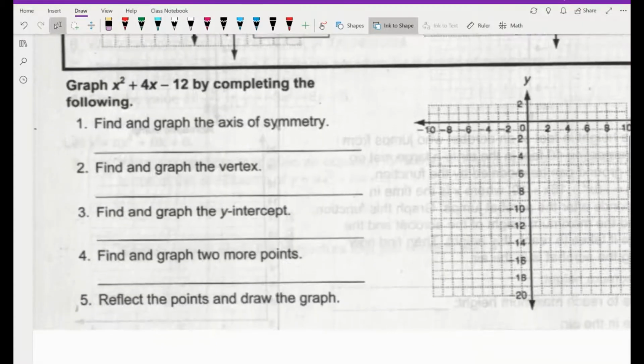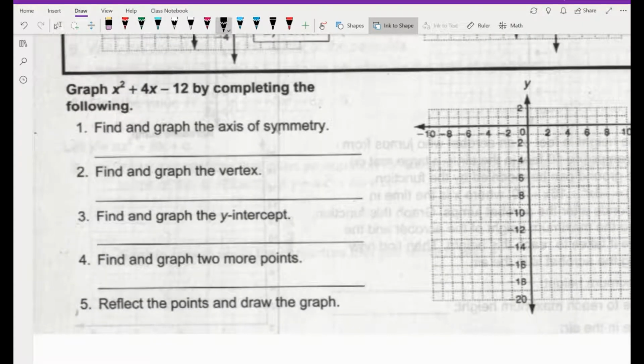Let's take a look at number 1. x squared plus 4x minus 12. It says find and graph the axis of symmetry. Well, the axis of symmetry is going to be x equals negative b over 2a. We'll do x equals negative b over 2a. We have to first identify the values. x squared, a equals 1, plus 4x, so b is 4. And c, of course, here is negative 12.